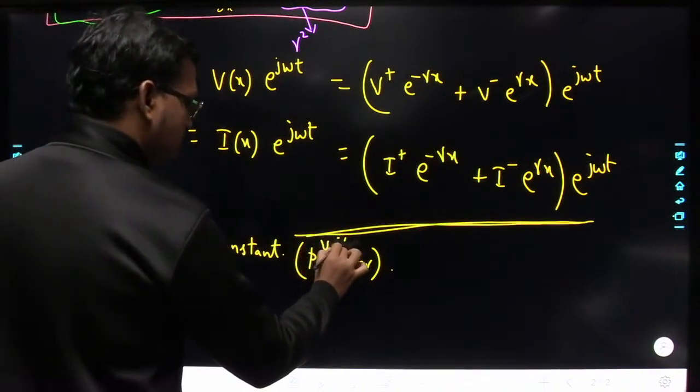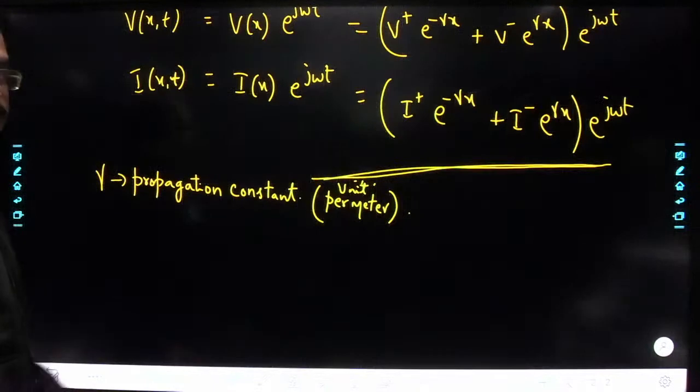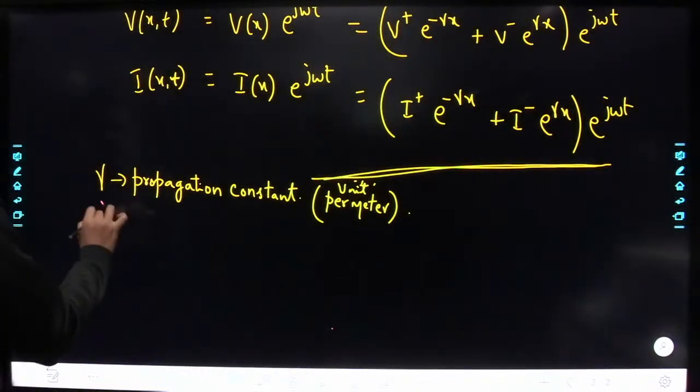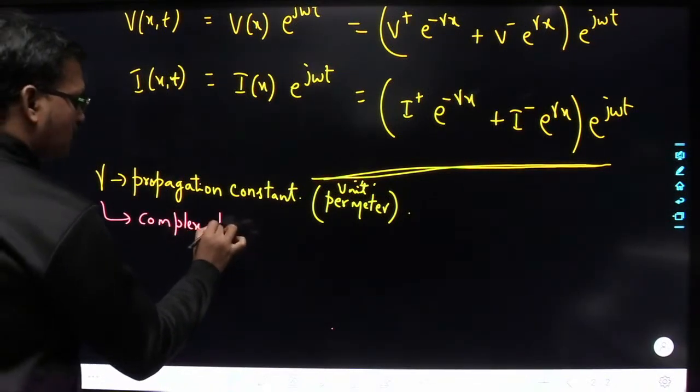Its units are per meter. Okay, so we will see in detail here what we mean by this propagation constant. Generally this gamma, the propagation constant, is a complex quantity.